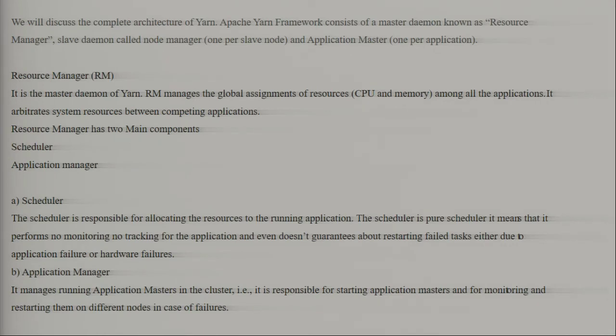That is done by the next component. So there is no monitoring and no tracking of the applications, and it doesn't even guarantee restarting failed tasks, whether due to application or hardware failure. That is what the scheduler does. Then who does the tracking part? Well, the application manager performs that. It takes care of managing the running application masters in the cluster. That is, it is responsible for starting application masters and for monitoring and restarting them on different nodes in case of failures. So this is the point which has to be taken care of.